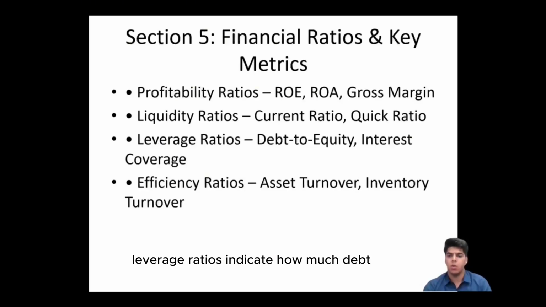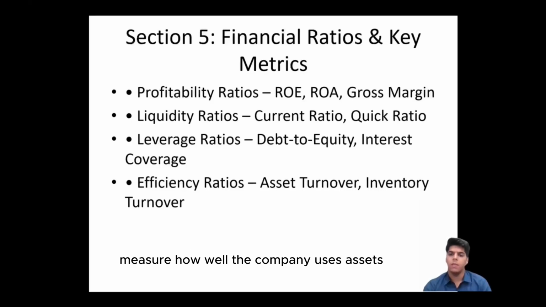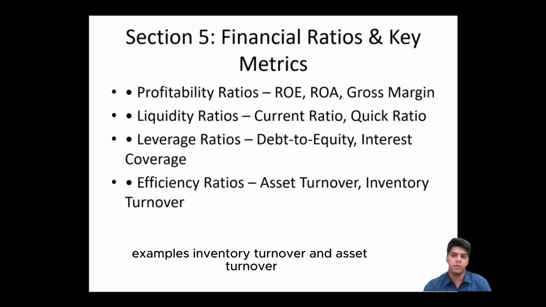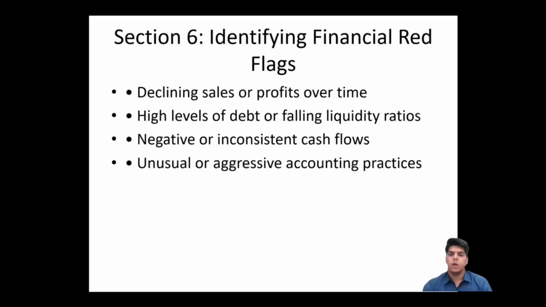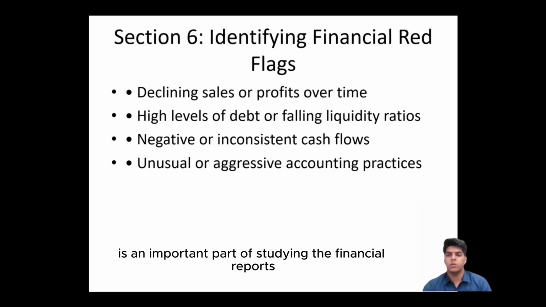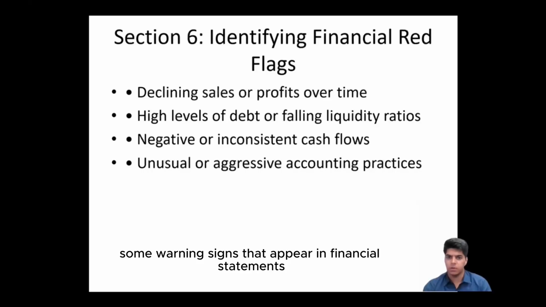Leverage ratios indicate how much debt a company uses to finance operations. Example, debt to equity and interest coverage ratio. Efficiency ratios measure how well the company uses assets, examples inventory turnover and asset turnover. These ratios allow investors to compare performance across sectors and identify consistent, efficient, and well managed companies. Identifying financial red flags is an important part of studying the financial reports. Now let's discuss some warning signs that appear in financial statements.